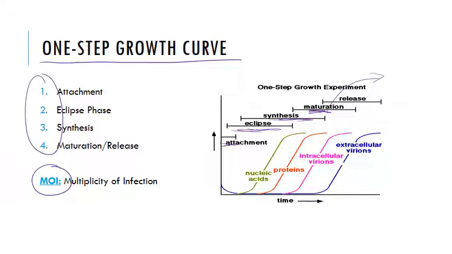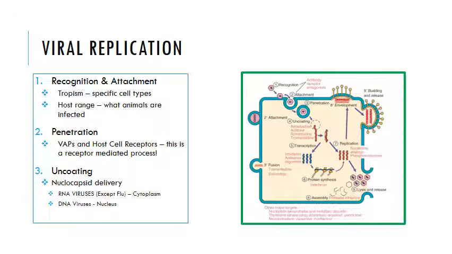So that's the basic broad strokes view of viral replication. So let's take a closer look at each step of viral replication. As I mentioned earlier, you've got recognition and attachment.